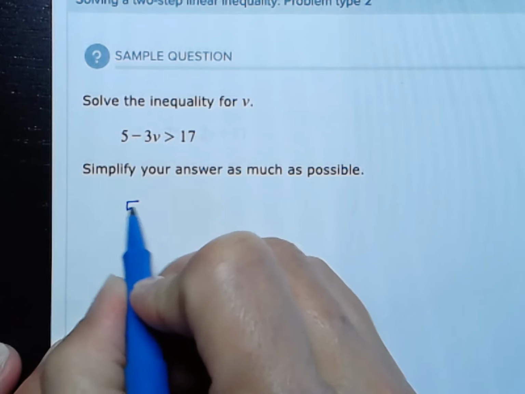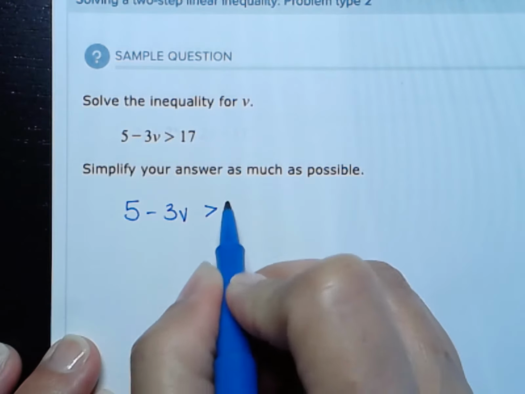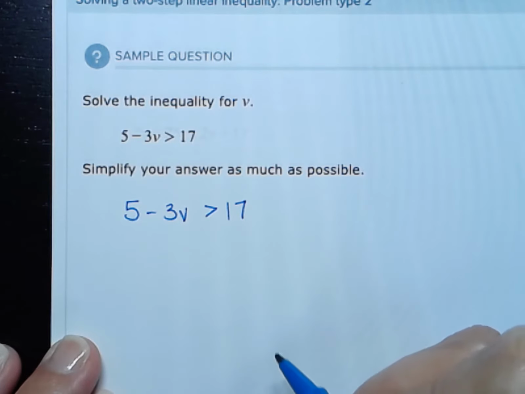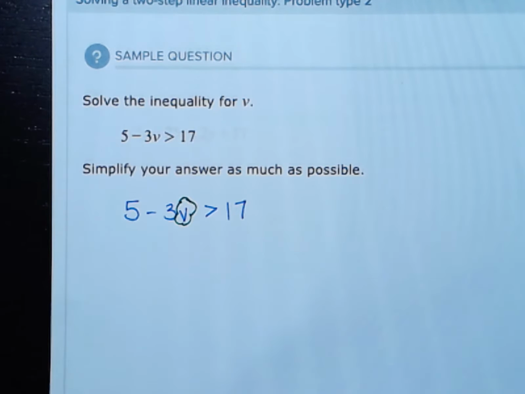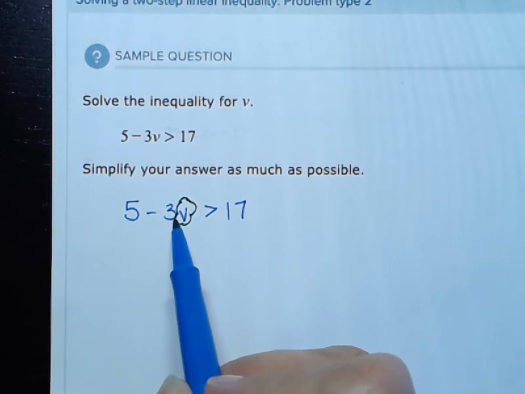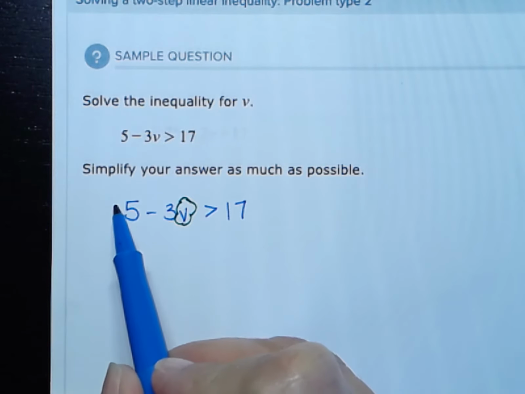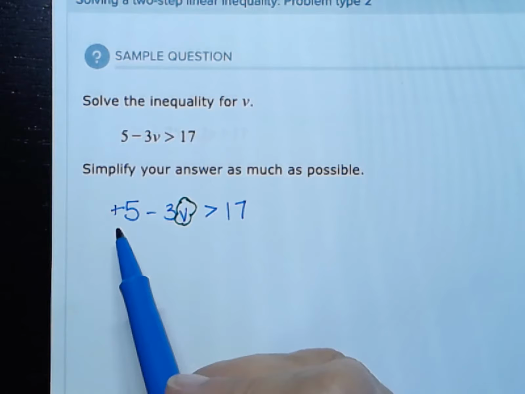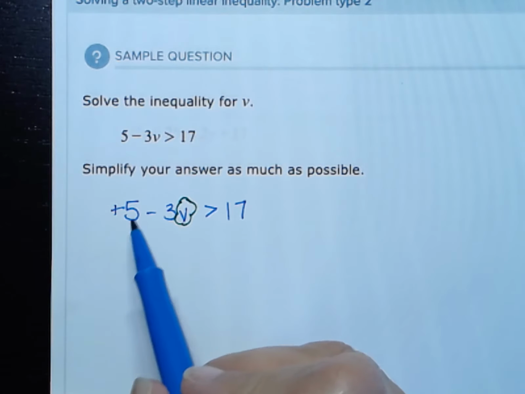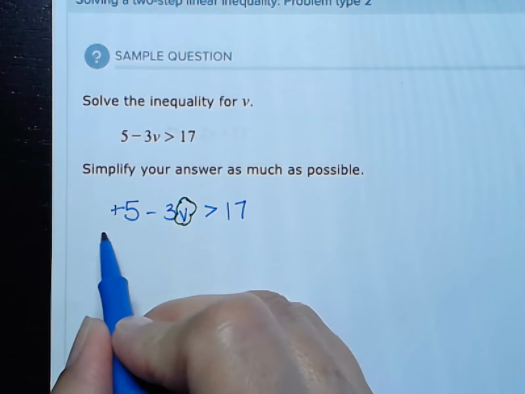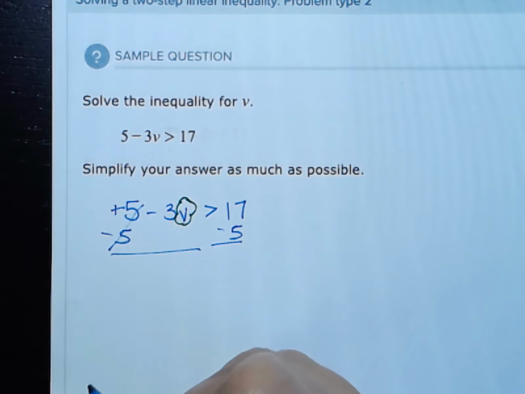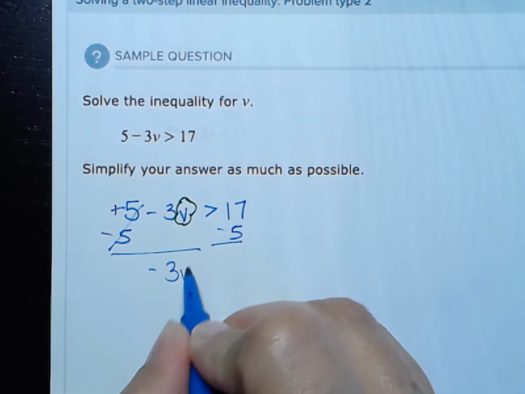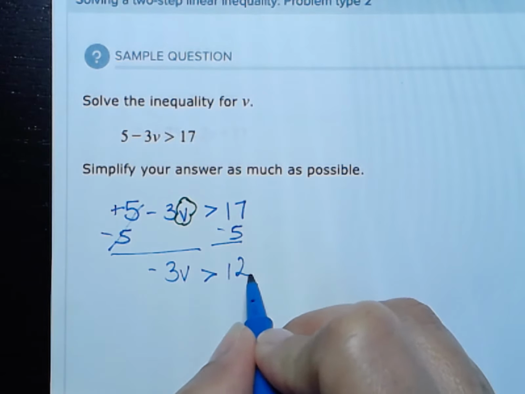So when we solve an inequality, we solve it the same way that we would solve an equation. Our job is to get the variable by itself. So right now we have a multiply by 3, and then over here this is technically an add 5 because that's positive. So we have a multiply by 3 and add 5. Remember, add, subtract go first, so I would subtract 5 from both sides, first step. Those zero out. So I get negative 3v is greater than 17 minus 5, which is 12.